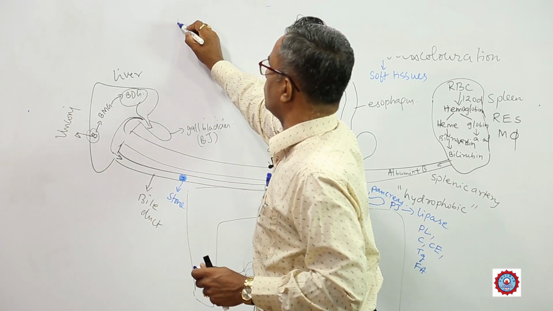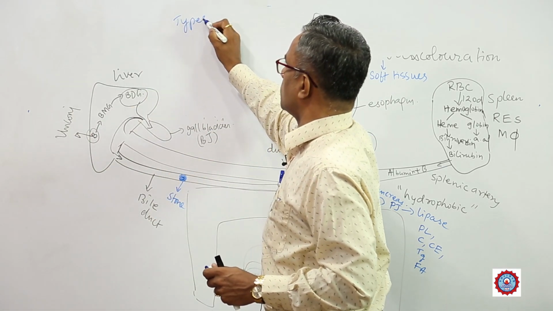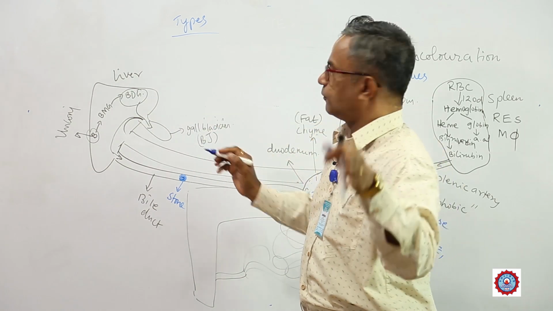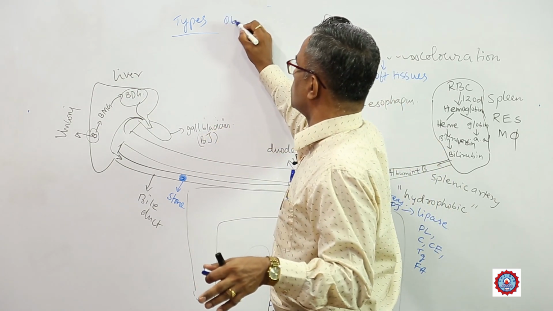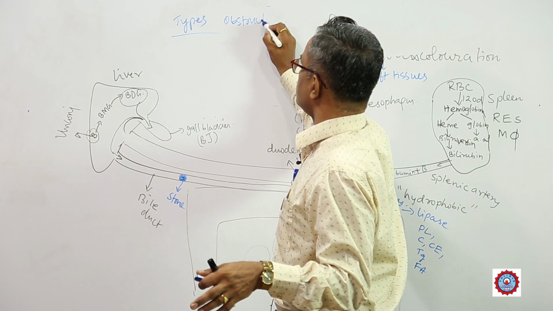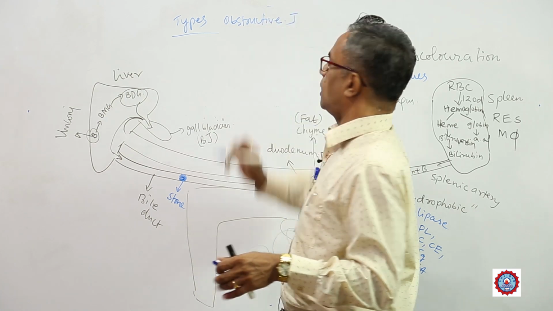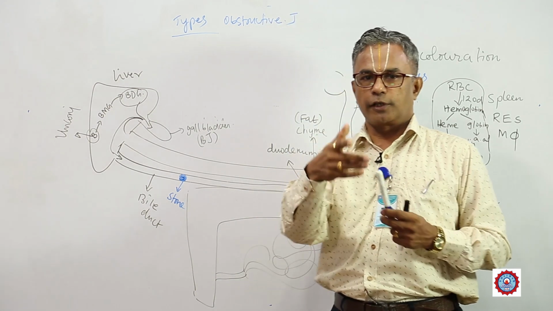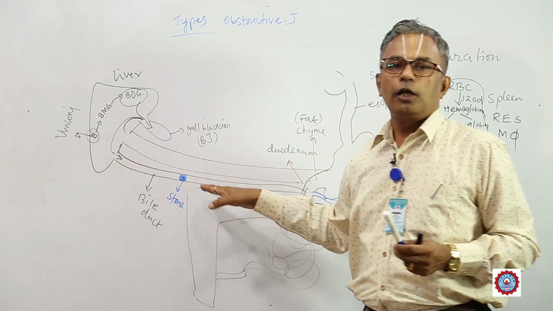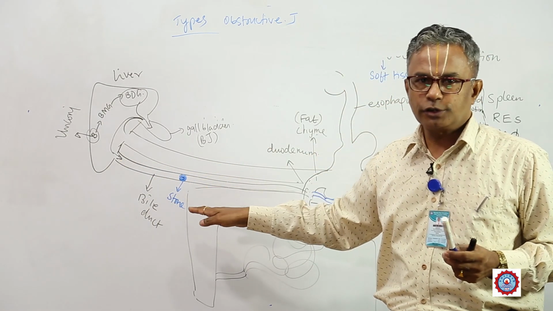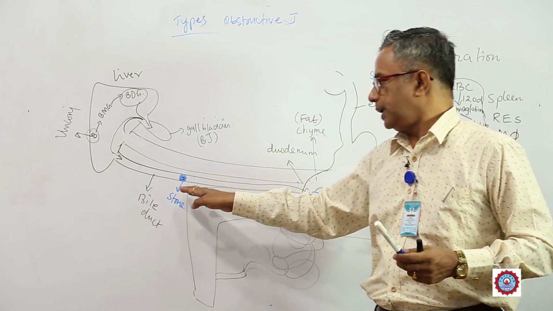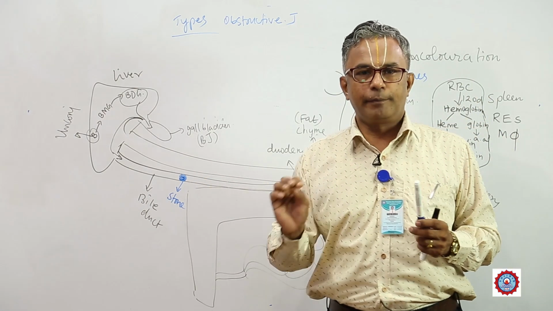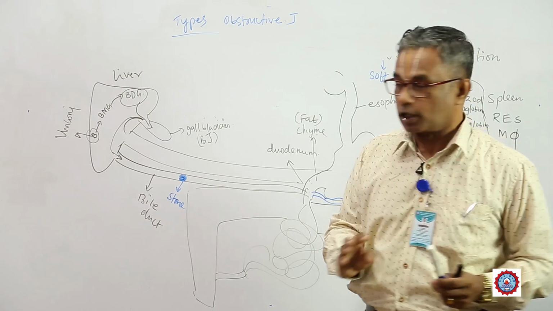Now, we will see types of jaundice. What are the types of jaundice? First type is obstructive jaundice. So, what is obstructive jaundice? Obstruction to the flow of bile juice to the duodenum by a stone. Common reason is due to stone.